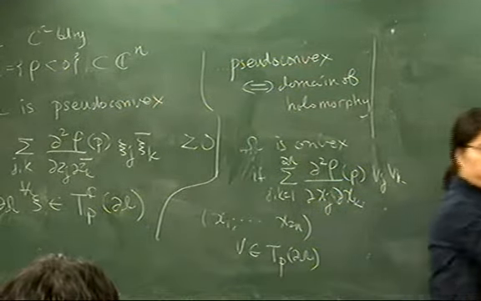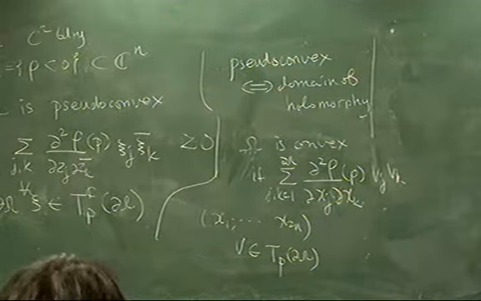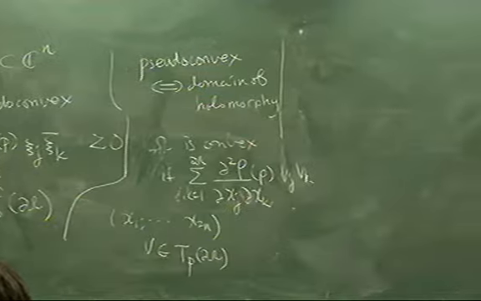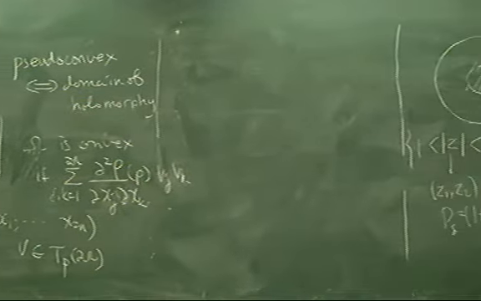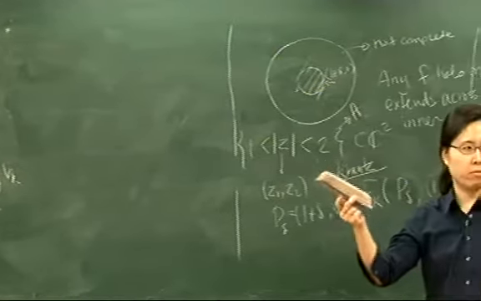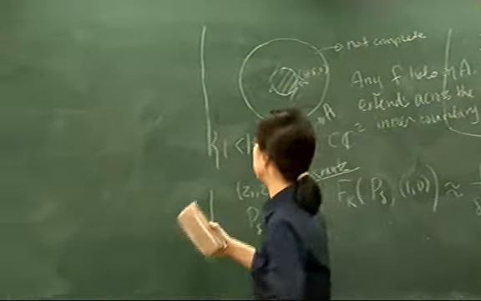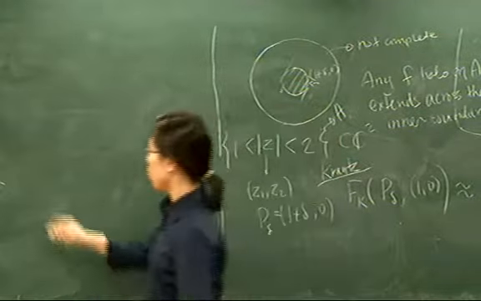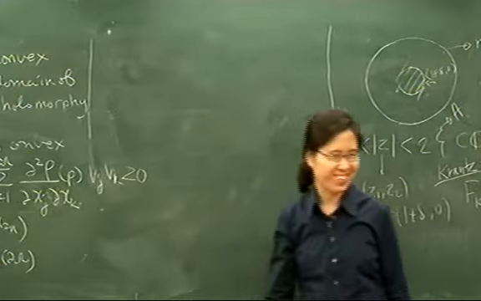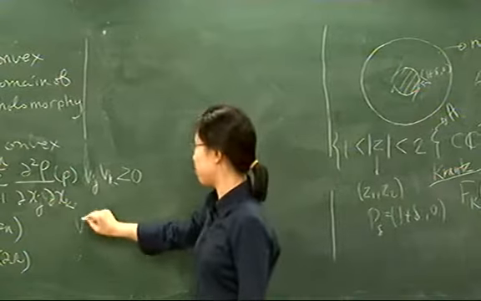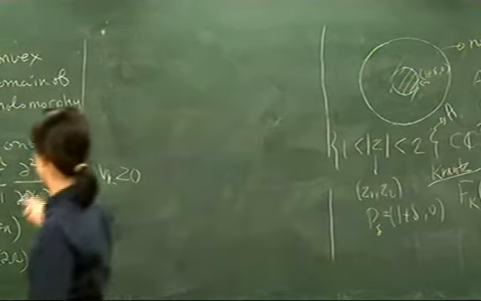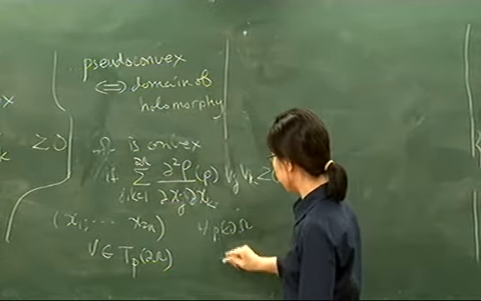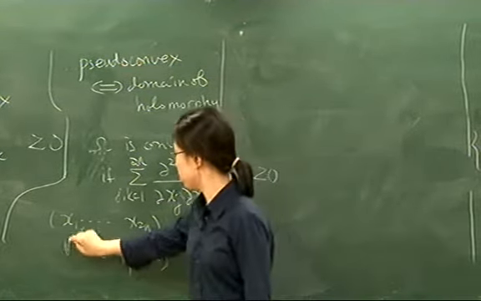And it is equivalent to the well-known definition of having, if you have a line segment, two points, then if you connect them, the whole line segment should be in the domain. Yes, you have a question? This is positive. Oh, yes. Thank you. So same for all p on the boundary, and for all v.